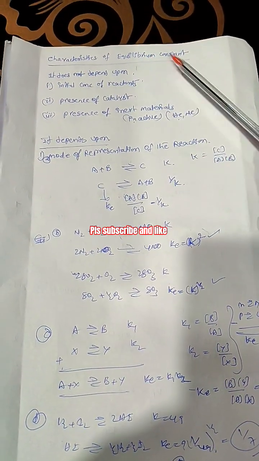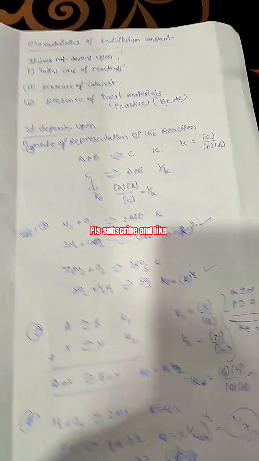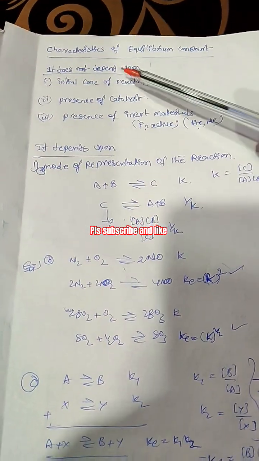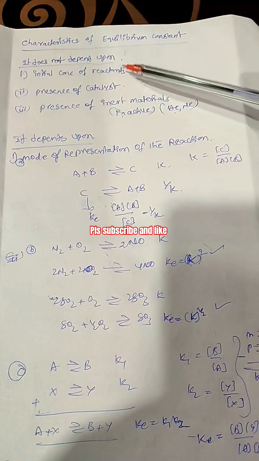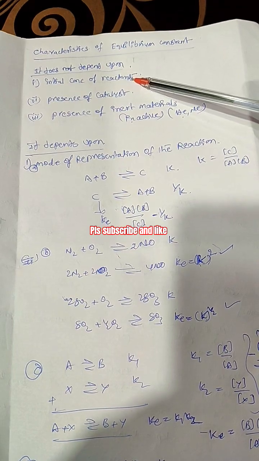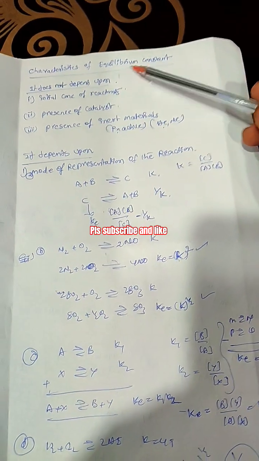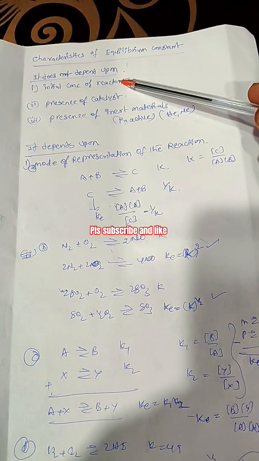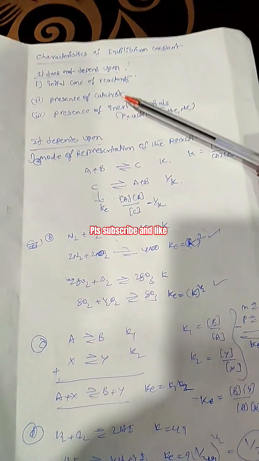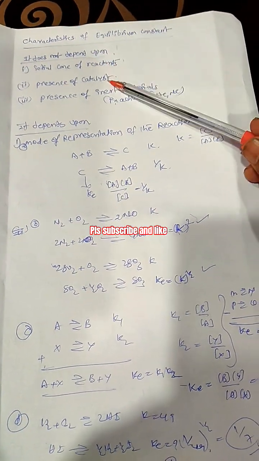That is, the equilibrium constant depends upon certain things, and it also does not depend upon certain things. It does not depend upon the initial concentration of reactants. If you take a small or big concentration, the equilibrium constant does not depend upon it. And also the presence of catalyst: if you take a catalyst or do not take one, it does not affect the equilibrium constant.